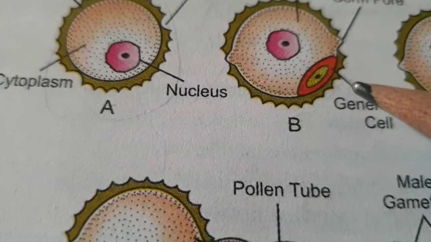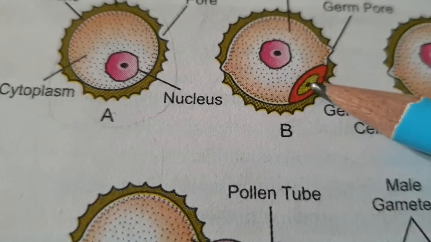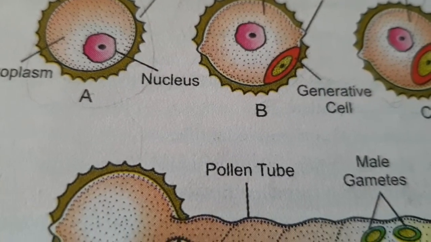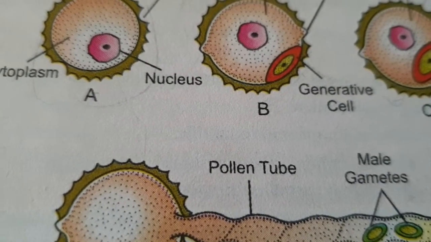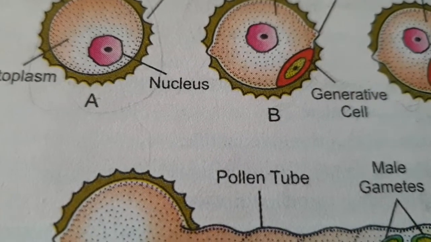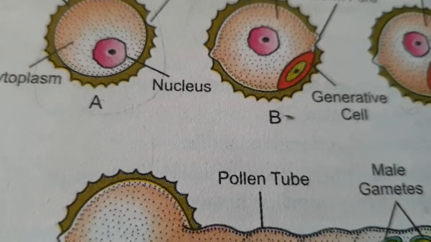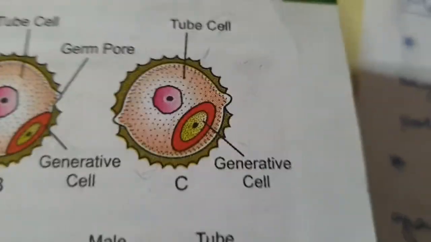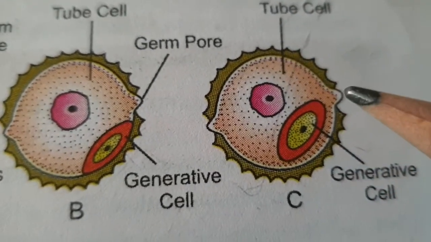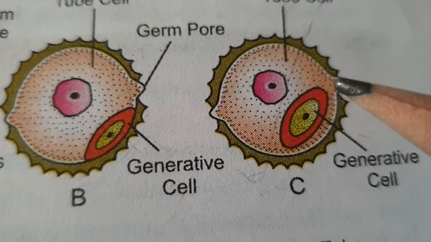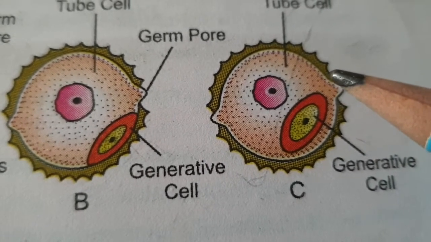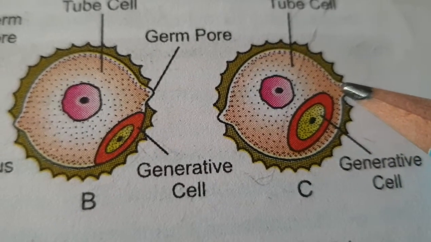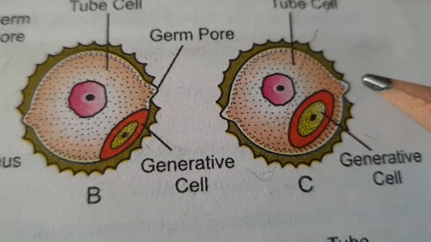So finally this red color callus layer will dissolve, and ultimately it will set the generative cell free for division. Finally, this divides into two male gametes. But before division, what happened? At the portion of the germ pore, the intine protrudes out. That means the exine breaks at the point of the germ pore and the intine protrudes out.